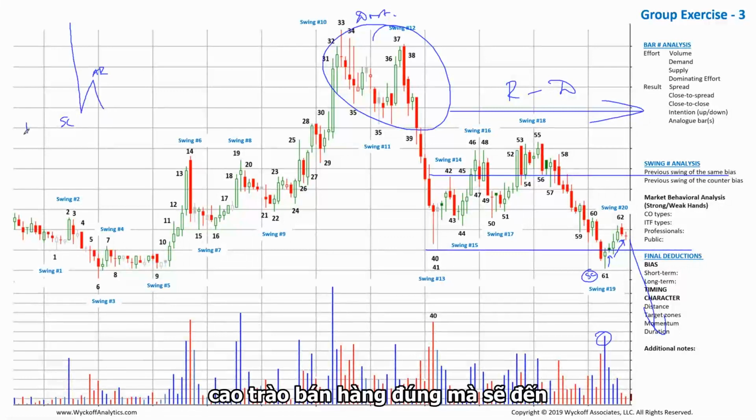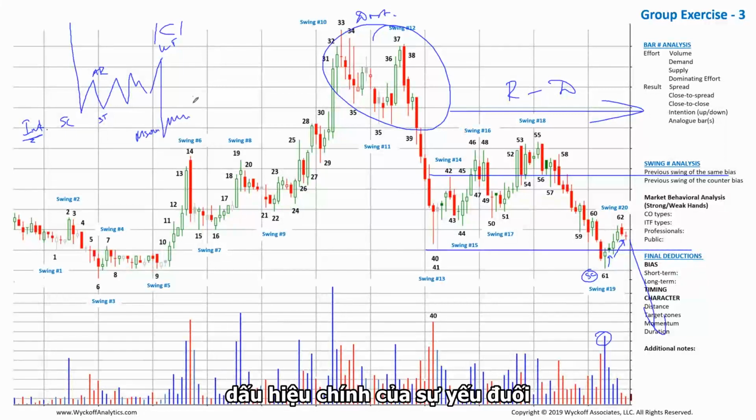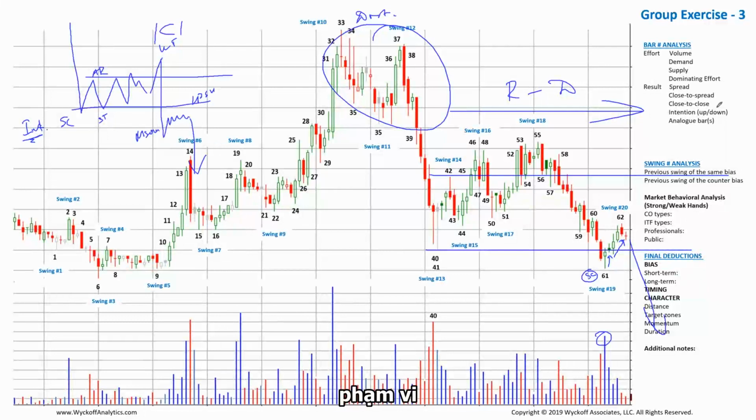Right. Selling climax, which is going to be an intermediate selling climax, not terminal, not final. Secondary test, phase A, phase B, upthrust into phase C, major sign of weakness, LPSY, and then a continuation to the downside. I want you to label this whole range.